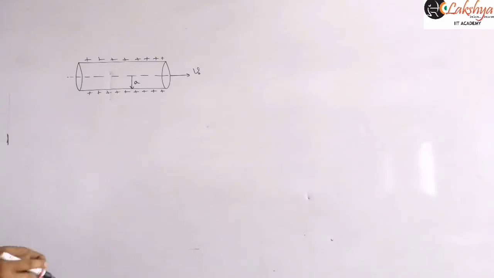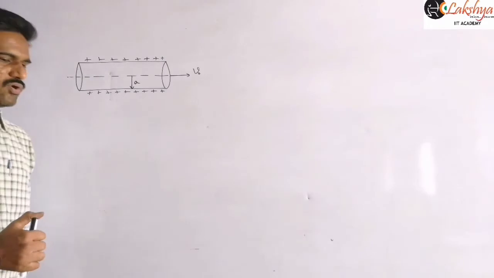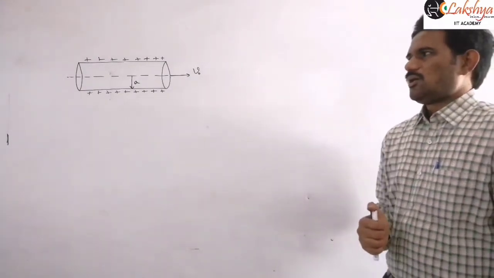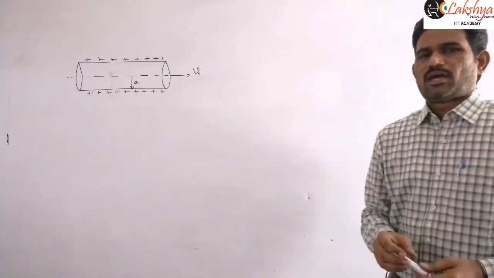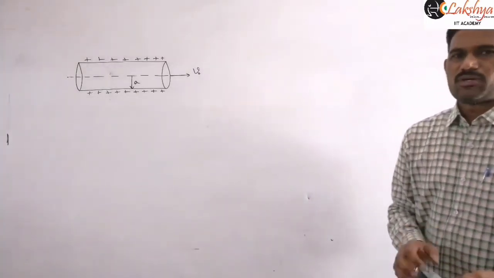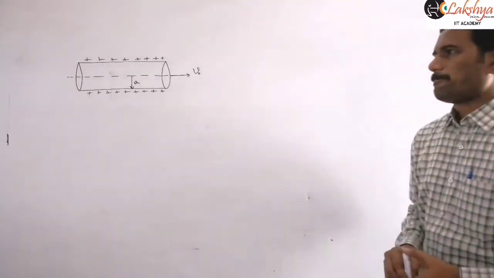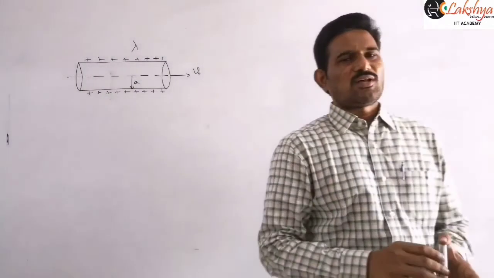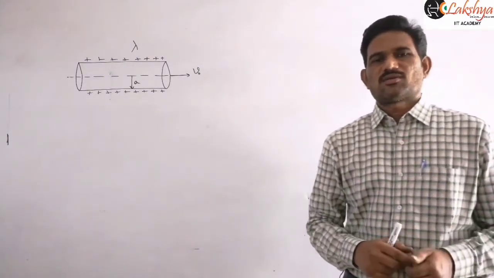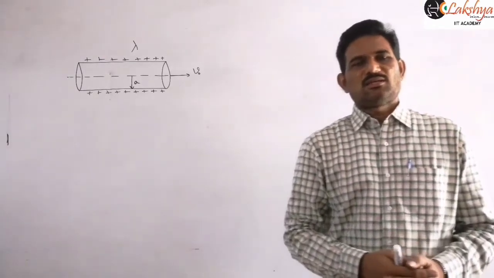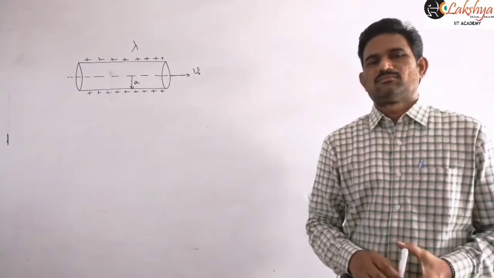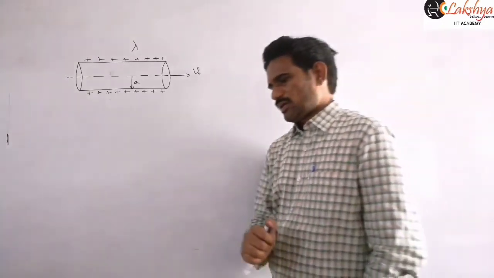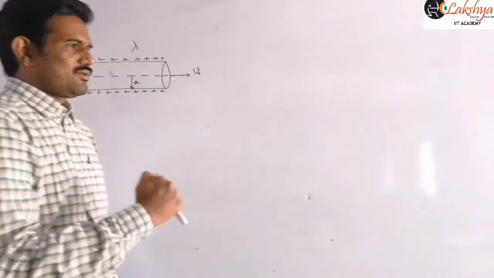So, write the problem. A long cylindrical rod of radius A having linear charge density lambda is moving with a constant velocity V naught along its length. Then find the current flowing in that path due to the movement of the cylinder.